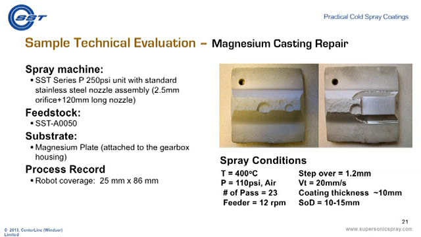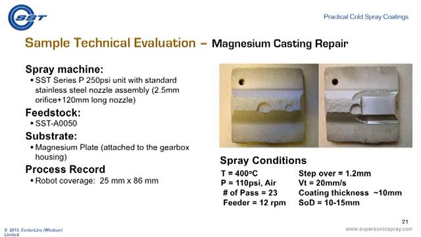So let's go through this particular example here. We've got a magnesium casting repair. We're going to use our SST Series P at 250 psi gas pressure. We're going to use a stainless steel nozzle assembly with a 2.5 millimeter orifice, and the nozzle is 120 millimeters long. The feedstock here, the powder, is SST's A050. The substrate's a magnesium plate and it's attached to a gearbox housing. We're going to have our robotics cover an area approximately 25 millimeters by 86 millimeters.